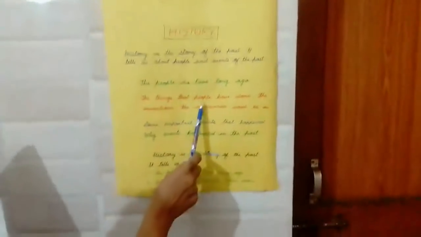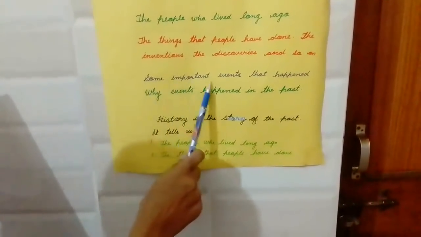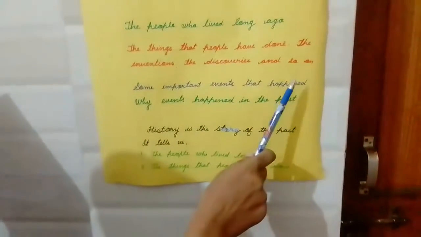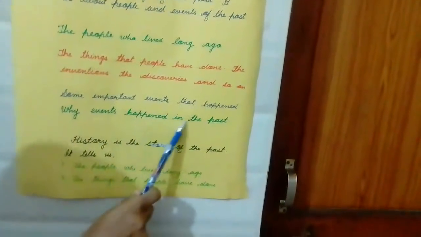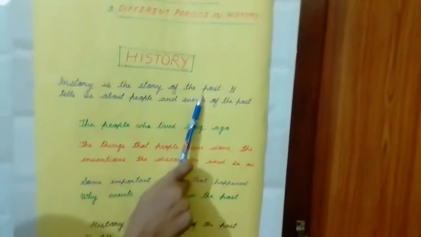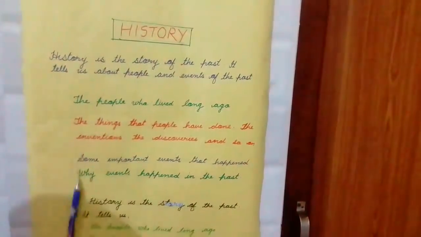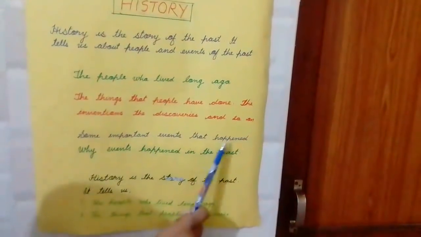Second, the things that people have done, the inventions, the discoveries, and so on. The invention of the wheel, the discovery of fire. Next, some important events that happened: Mahatma Gandhi, India's struggle for independence, and so on. Why do events happen in the past? These are the 4 points. What is history? History is the story of the past. It tells us the following things. The people who lived long ago, the things that people have done, some important events that happened, why events happen in the past.